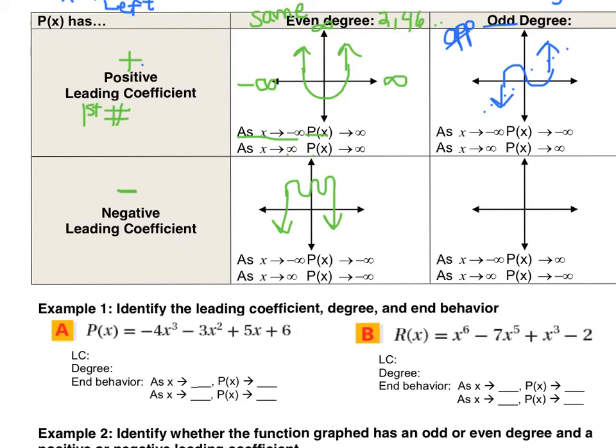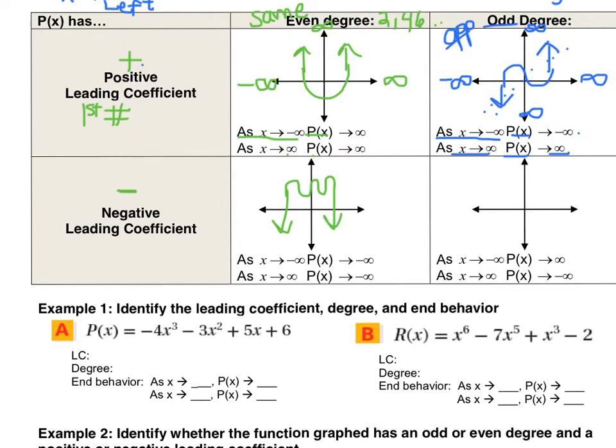And again, if you read this, as x approaches negative infinity, so on the left side of the graph, the graph approaches negative infinity, see how it goes down? And as x approaches positive infinity, so it goes to the right, the graph approaches positive infinity and it points up. So that's how you would read those symbols.